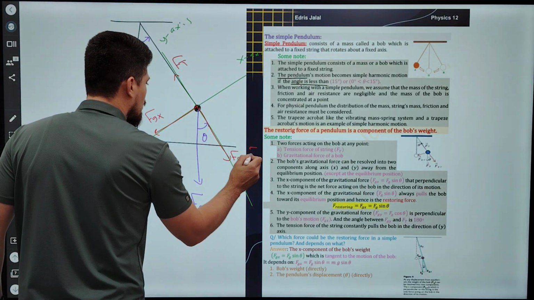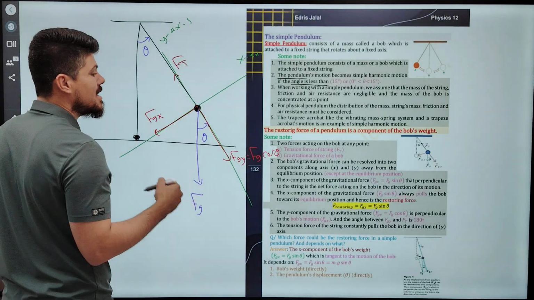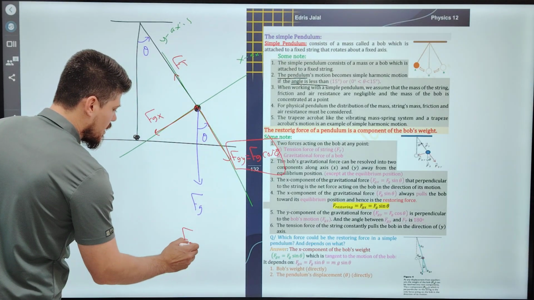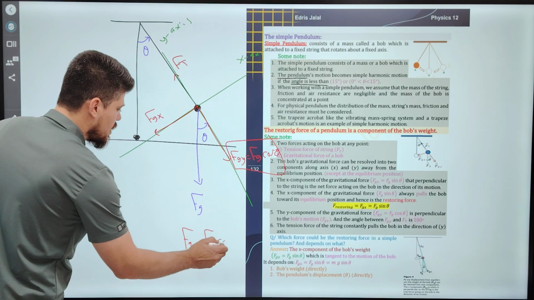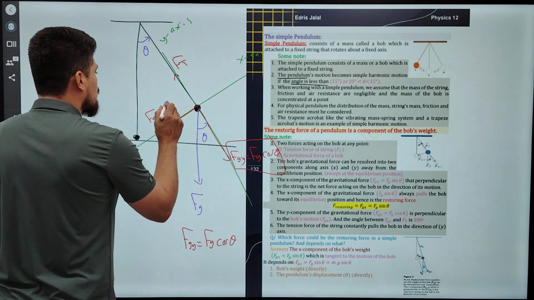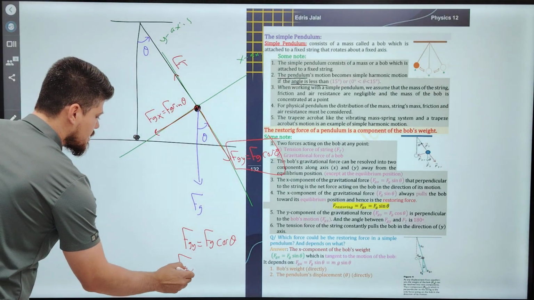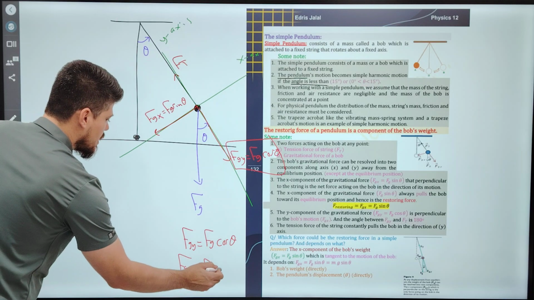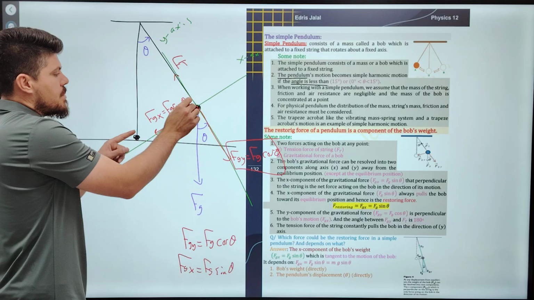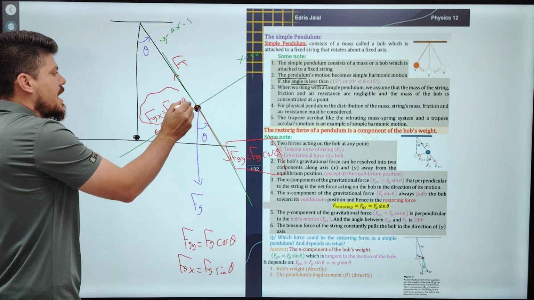Because Fg makes an angle with the y-axis, it is resolved into two components. Fgy is equal to Fg cosine theta, because the angle is with the y-axis. But Fgx is equal to what? Fgx is equal to Fg sine theta. So, when we release the bob at this point, the bob returns to the equilibrium position. Because of what? Because of the Fgx.